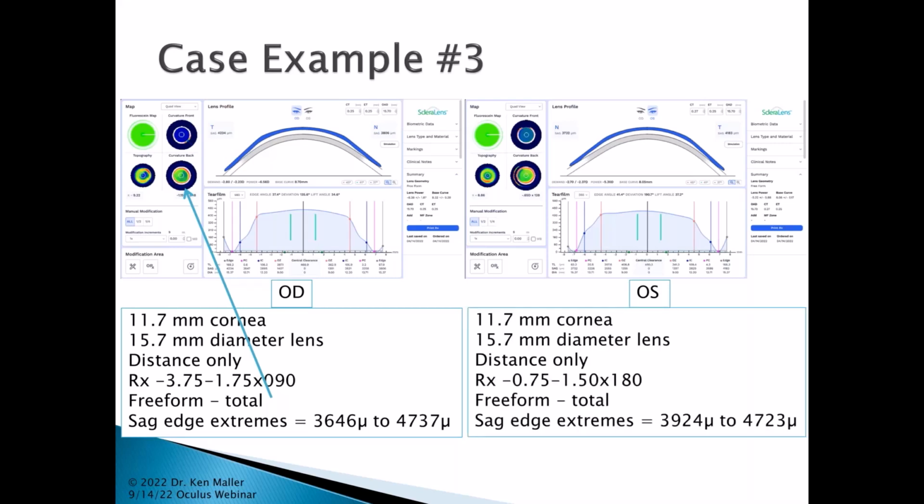On the left eye, similar dimensions, freeform total, and once again, you can see centrally we're not quite spherical over the central portion, but there's a little bit of asymmetry, although nothing like what I was dealing with on the right eye. The sagittal depth on this one is a little less than 1 millimeter of difference between the highest and lowest portions of the edge of the lens.